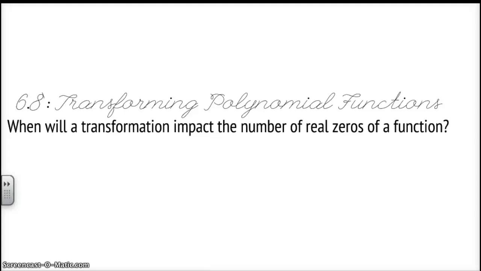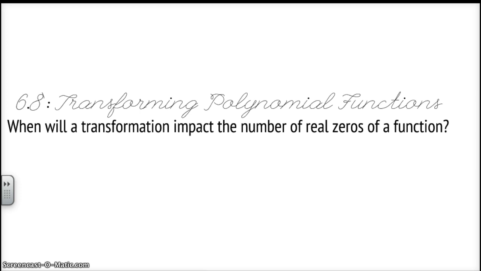So 6.8 is all about transforming polynomial functions, and we're going to talk about how to transform functions and how to recognize transformations when they occur. But what I really want you to be thinking about in the back of your mind is, when will a transformation impact the number of real zeros of a function? What impact can a transformation have on the solutions? How can it change those? And as we start to look at the graphs, I'm hoping you'll be able to see some of this.